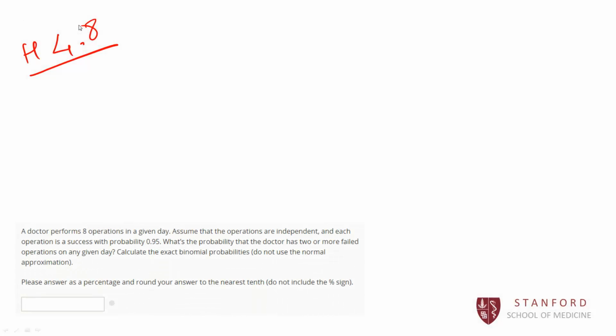This question has the same doctor as in the previous question. He still performs 8 operations a day. The probability of success of any one operation is still 95%. Now we want to calculate the probability that a doctor has 2 or more failed operations on a given day.